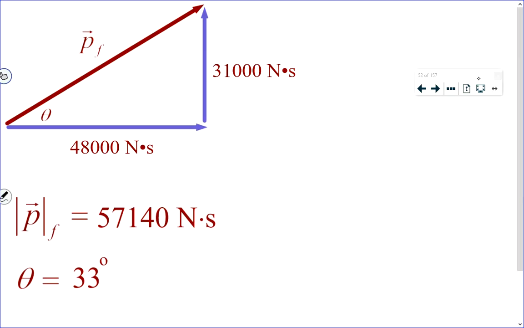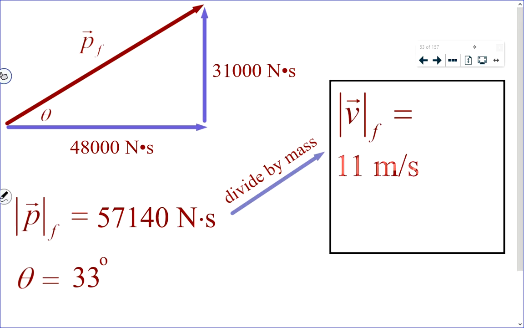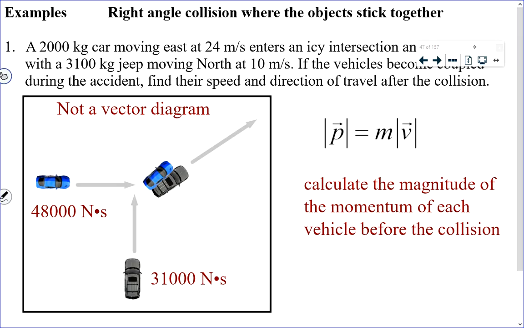What we know is that the car and Jeep together have this momentum in that direction immediately after the collision. If we want to find the speed, we have to divide the magnitude of the momentum by the mass, because momentum is mass times velocity. So when you take the 57,140 newton seconds and divide by the mass of both vehicles together, the total mass after the collision is 5,100 kilograms.